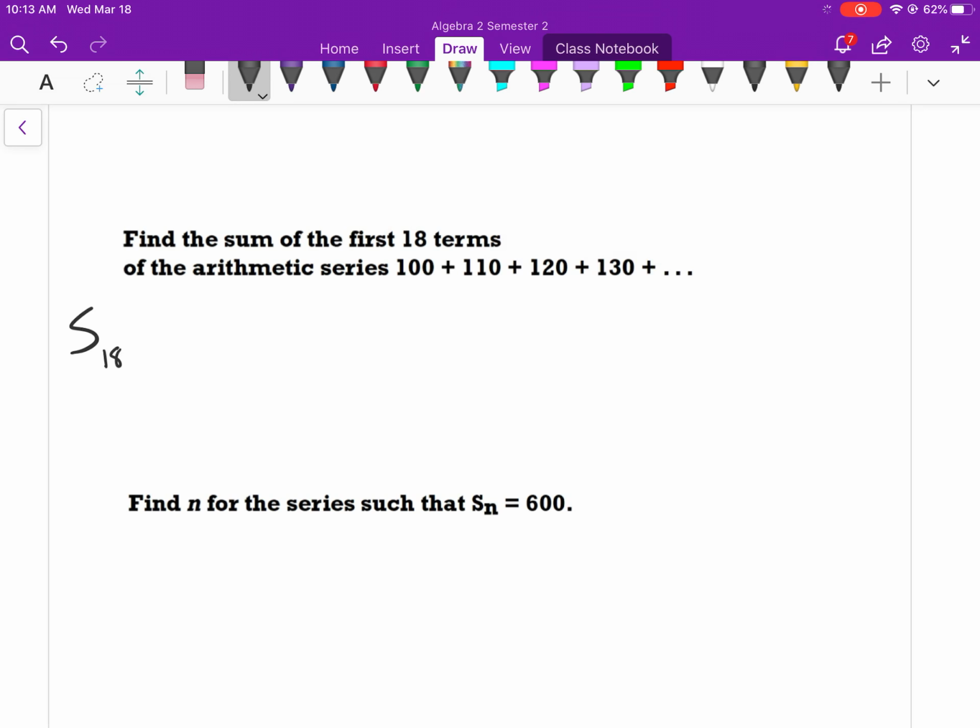So we're finding the sum of the first 18 terms of the arithmetic series 100 plus 110 plus 120 plus 130. Now, what's always going to help is to find the general rule. To get to the next term, we're adding 10. So 10n, and then again plus a sub 0. Again, remember dn plus a sub 0. The common difference in this case is 10.